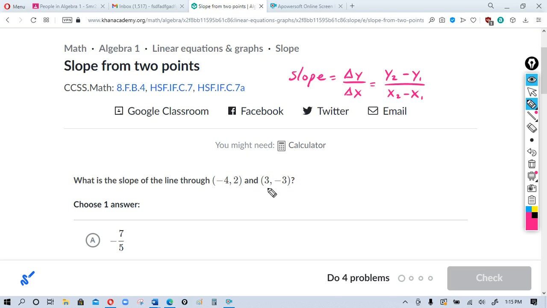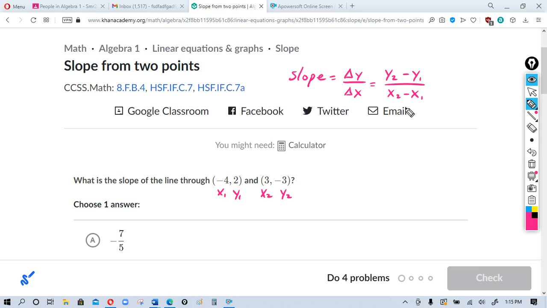So I'm just going to label these points, okay? They want us to find the slope that goes through these points. So remember, the first number is your x coordinate. So I'm going to label that x1. And the second number is your y coordinate. So that's y1. Okay, and over here, I'm going to label it x2 and y2. All right, so keep the 1s together and keep the 2s together.